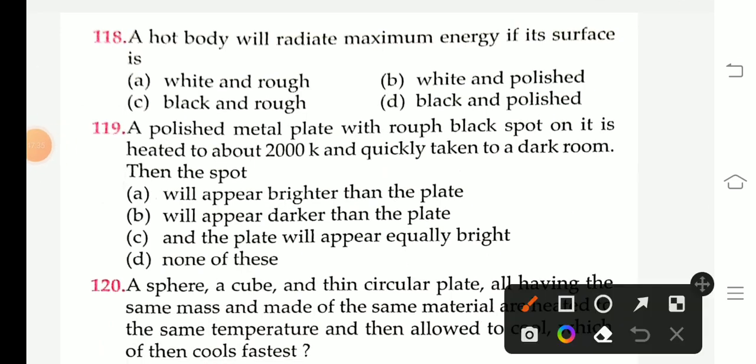Next, a hot body will radiate maximum energy if its surface is. Right answer will be option C. Black and rough. Next, a polished metal plate with a black spot on it is heated to about 2000 Kelvin and quickly taken to a dark room. Then the spot, right answer will be option A, will appear brighter than the plate.